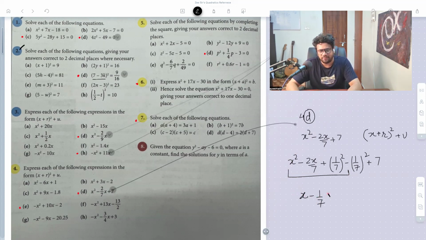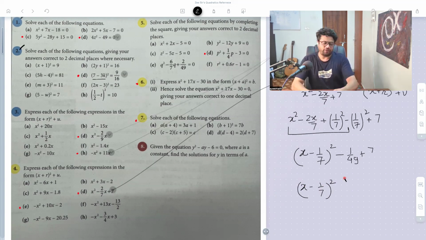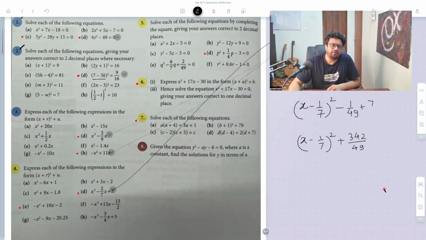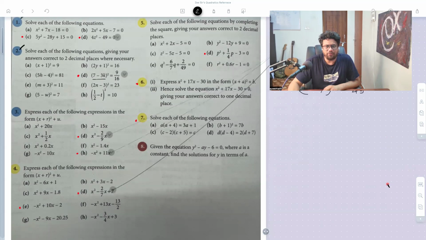It's going to be x minus 1 by 7 whole square minus a 1 by 49 plus a 7. And now you go x minus 1 by 7 whole square. And my negative 1 by 49 plus a 7 can be done on the calculator. It's a 342 by a 49. Well, that's your square form done again. That again is completing the square form, and that's about it. We can go do the part E now.